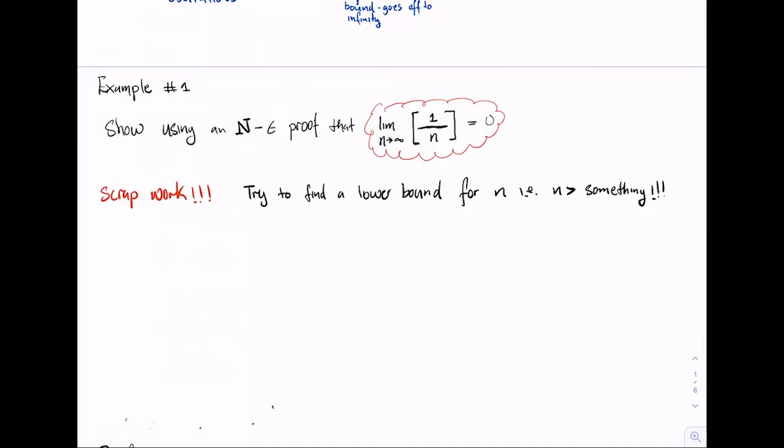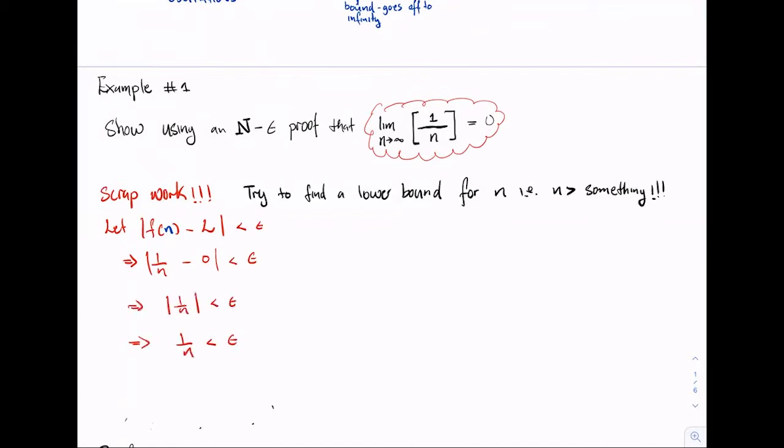So the first step in our scrap work is always to take that last part of the definition, which says the modulus of f of n minus L is less than epsilon. We always start with that in our scrap work, and then we move on to insert whatever function we're given in the question. In this case, f of n is equal to 1 over n. So here we're going to take the modulus of 1 over n minus 0, which is L, is less than epsilon.